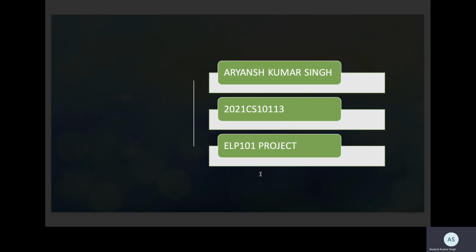The project is based on op-amps, that is operational amplifiers. So let's begin.